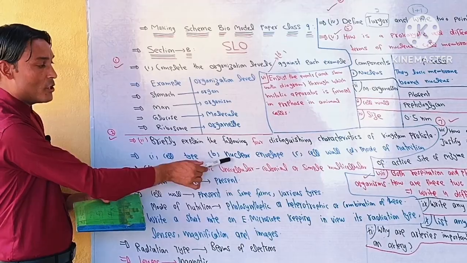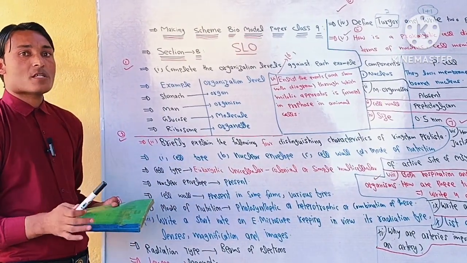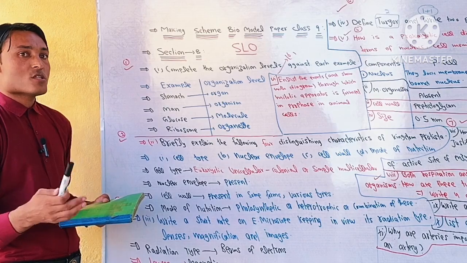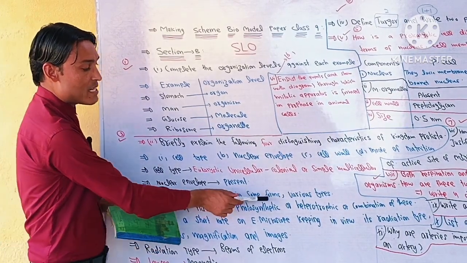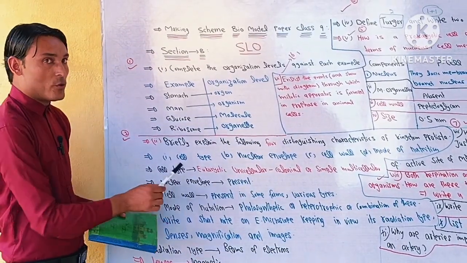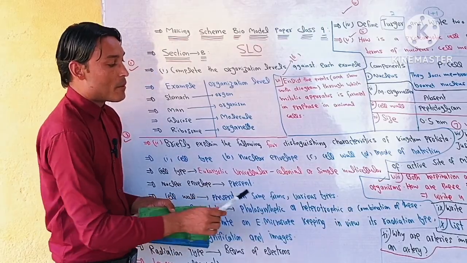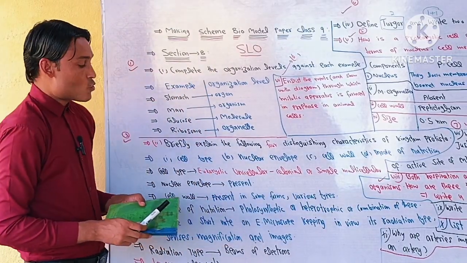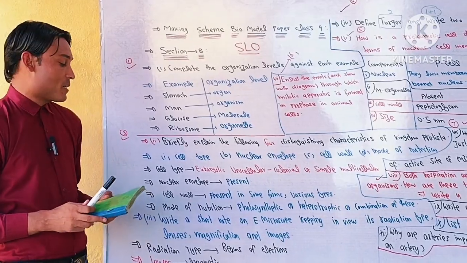Part B, nuclear envelope. If you write only present, it means you get a single mark. Third one is cell wall: present in some forms, simply we call that various types. Next we have mode of nutrition: photosynthetic or heterotrophic or maybe a combination of these. So if you write these 4 answers correctly, you will get 4 marks.